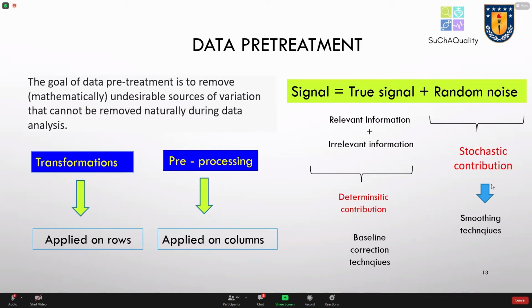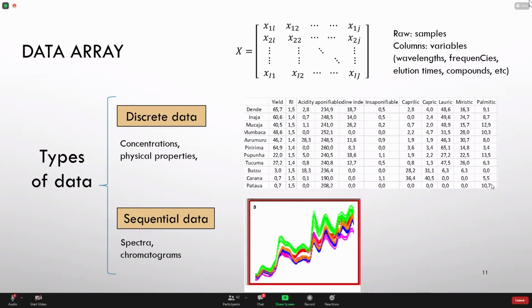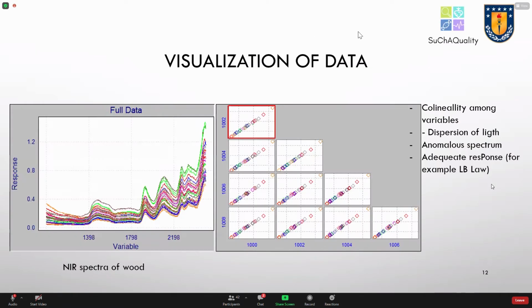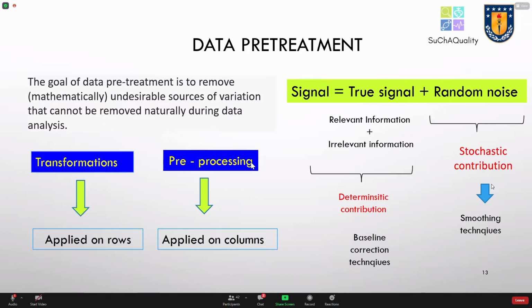So we can apply transformation methods if we use some mathematical strategies that affect the rows of this matrix, and if we affect the columns, we will call these methods pre-processing methods. So there is a little difference between transformation and pre-processing. Also, most people say pre-processing to everything that we apply to the data.